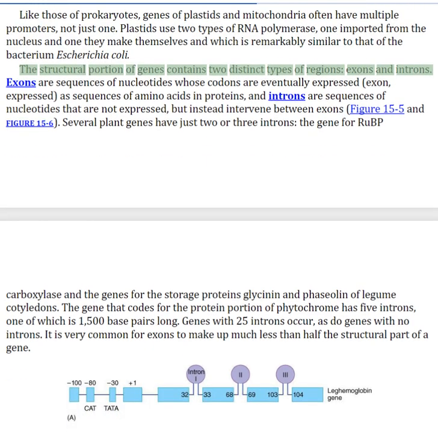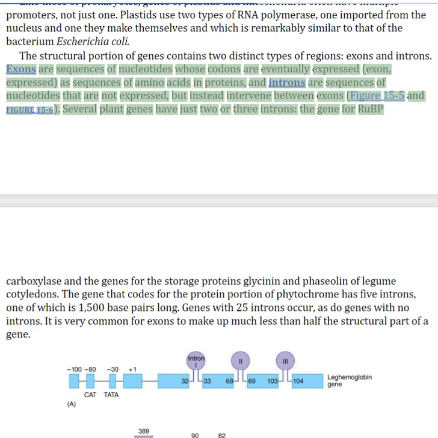The structural portion of genes contains 2 distinct types of regions, exons and introns. Exons are sequences of nucleotides whose codons are eventually expressed as sequences of amino acids in proteins, and introns are sequences of nucleotides that are not expressed, but instead intervene between exons.